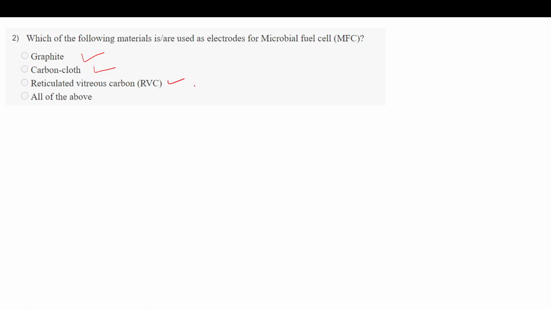And you see here, there is a common thing. Each of these is carbon only, but in different forms. So carbon based electrodes are the most common ones used in microbial fuel cells. So D is the correct answer in this case.